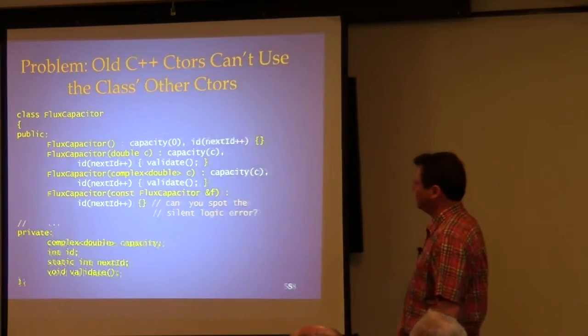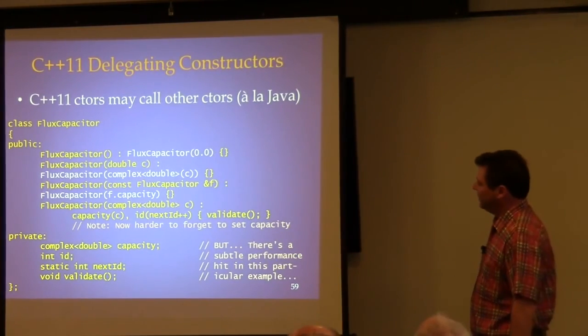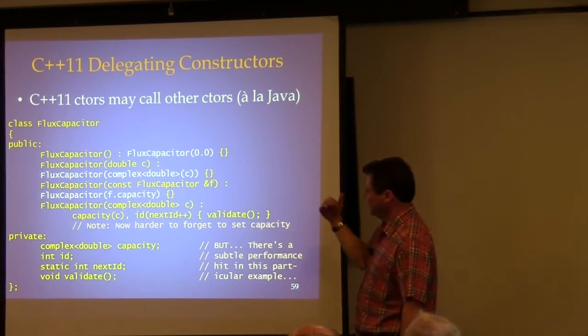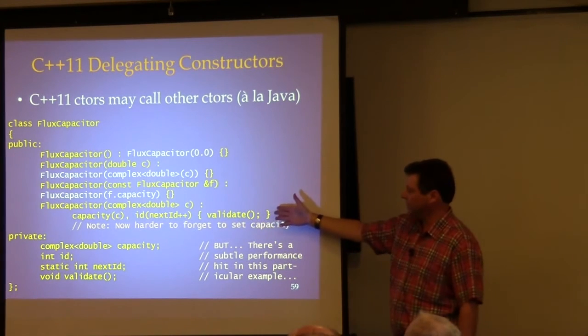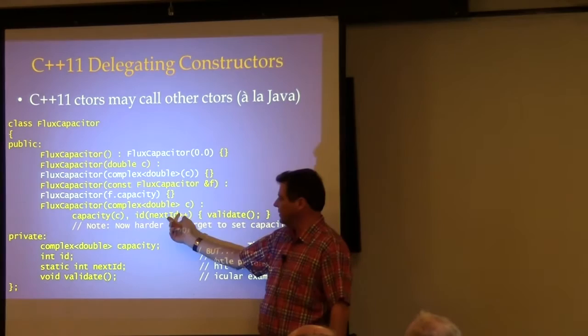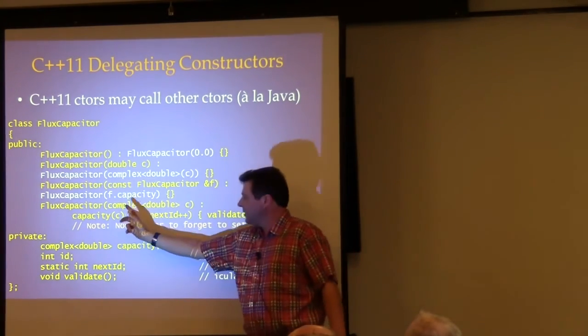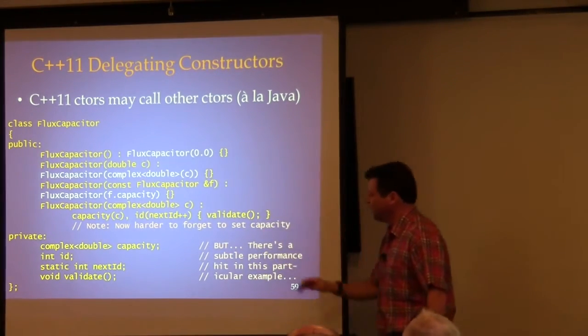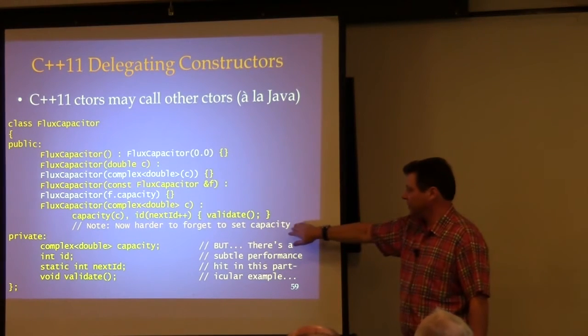Okay, so that's the old scenario. In C++11, in new C++, this is the workhorse: the one that takes the complex does all the work. So it validates, it sets the ID to the next available number, it initializes the capacity. So now it's a lot harder to forget to set the capacity.